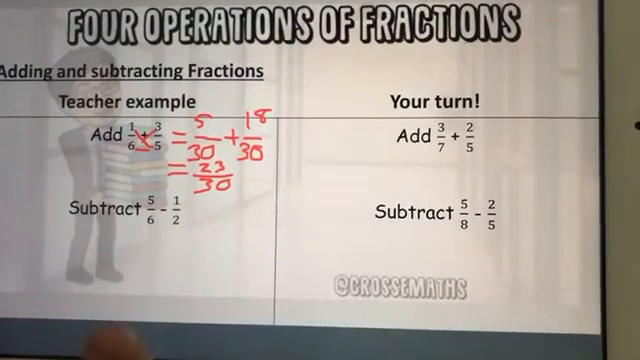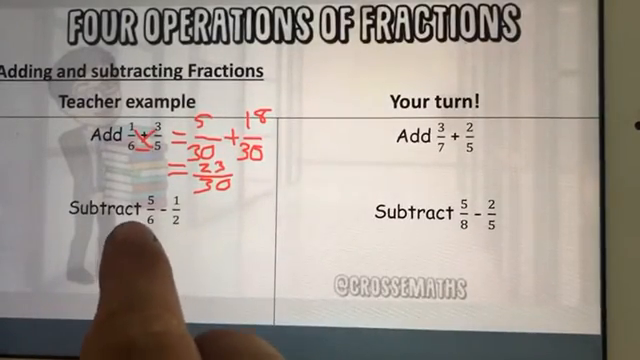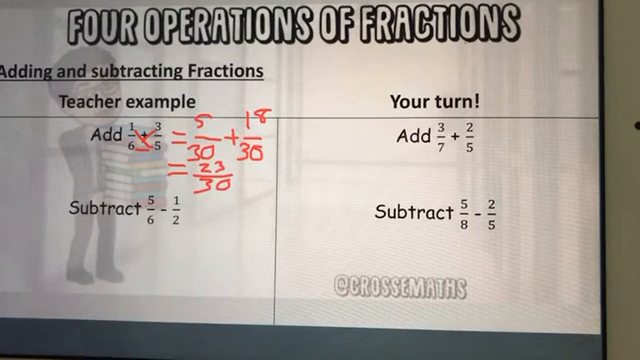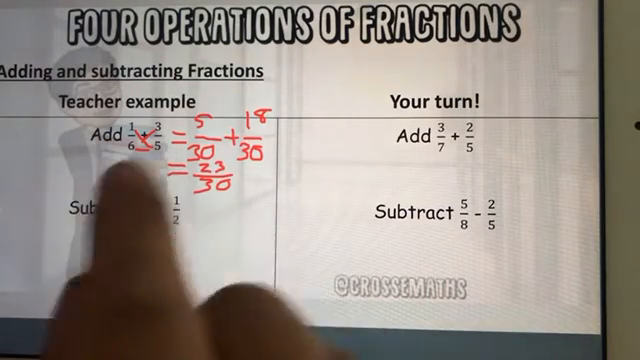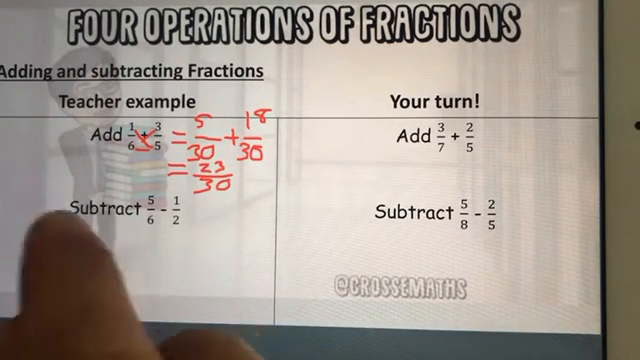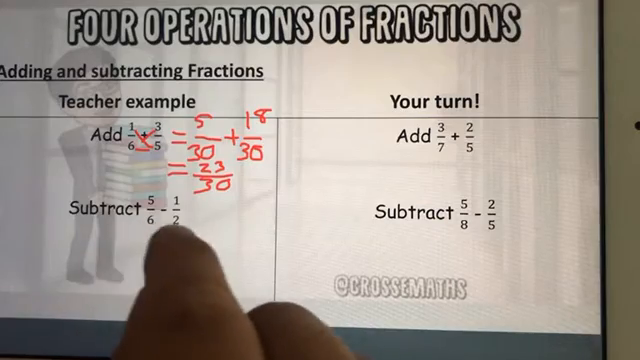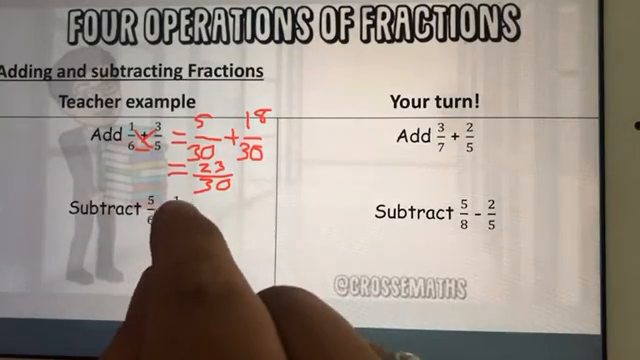Same thing on the bottom left, okay? I've got 5 over 6 and 1 over 2. Again, I can't do anything with them at the moment because the bottom numbers are different. Now, you can just times one of them if you want to. Okay, you can either cross multiply or you can just times one of them if you can make them both the same number. I'm going to cross multiply again because that method's working for us.